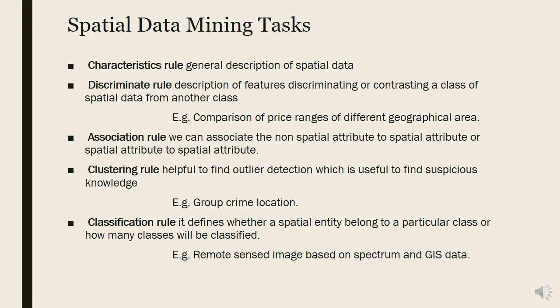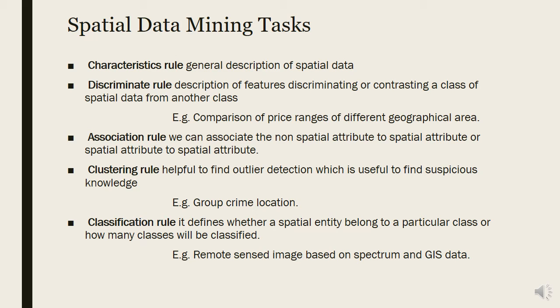Third one is association rule. We can associate a non-spatial attribute to a spatial attribute or a spatial attribute to a spatial attribute. Fourth one is clustering rule. It is helpful to find outlier detection, which is useful to find suspicious knowledge, that is group crime locations.